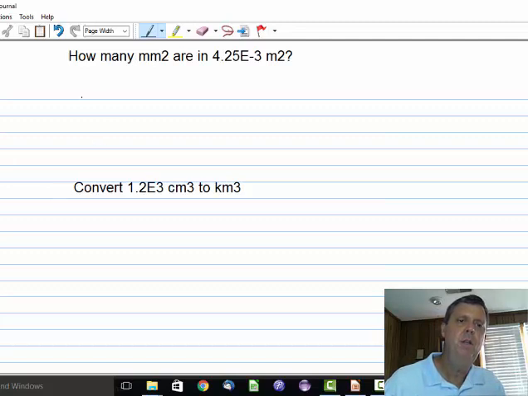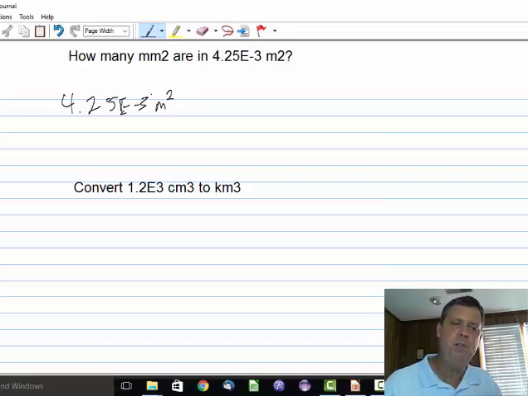So here we have 4.25 times 10 to the minus 3 meters squared is what it should be. Sorry, this software doesn't like doing superscripts for some reason. I need to upgrade my software sometime. And we're trying to get to millimeters squared.